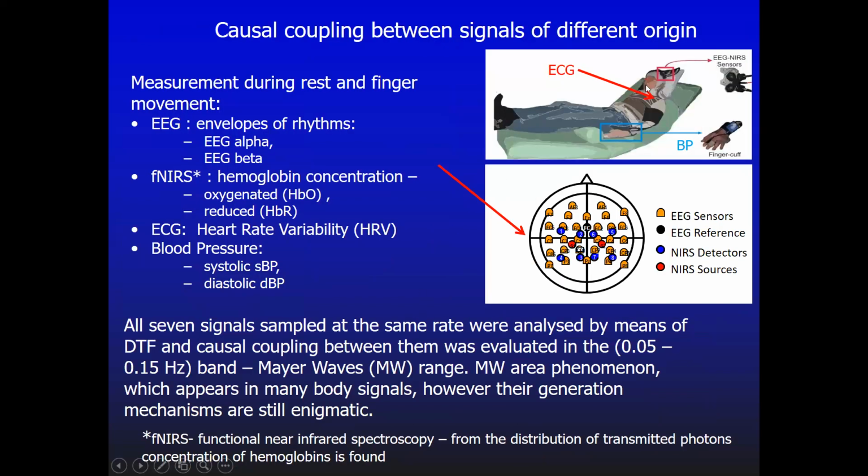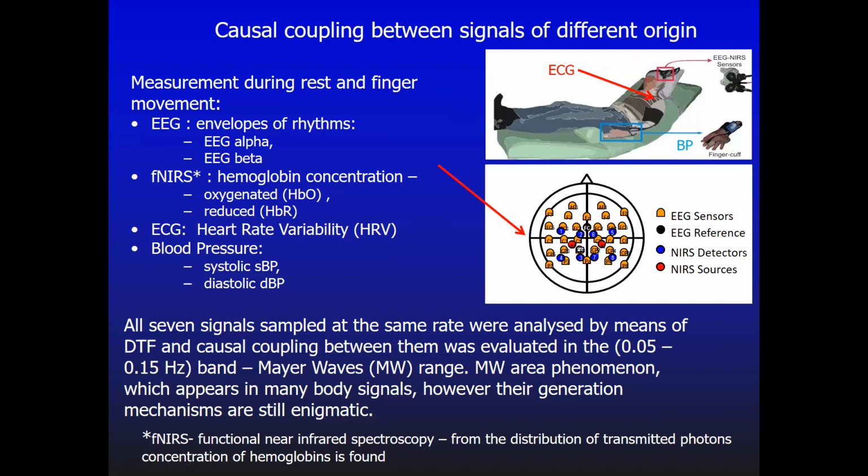So the DTF can also be used for point processes. Now that's a little bit more complicated. It's causal coupling between signals of completely different origin. In this case, the measurement was performed during rest and finger movements. So we measured EEG, but in this case, we have taken into account envelopes of rhythms, because other signals which we measured were much slower, of much lower frequencies than EEG itself. So we took into account the envelopes of alpha and beta rhythms.